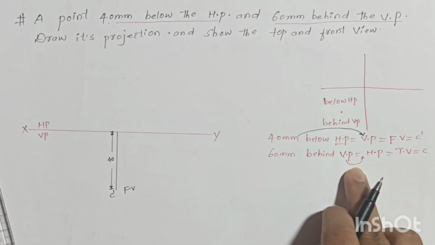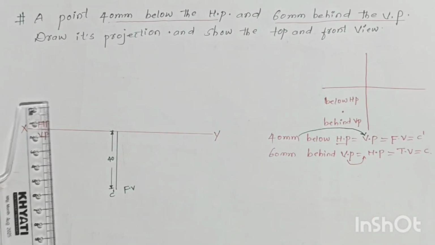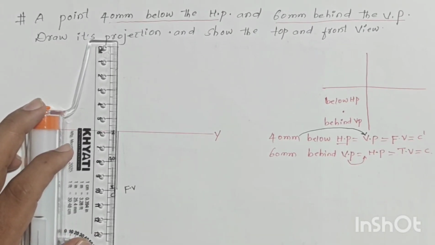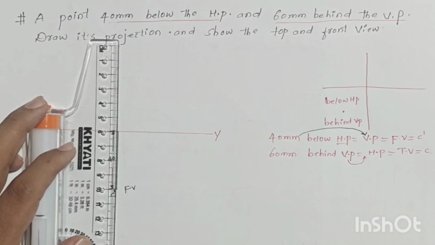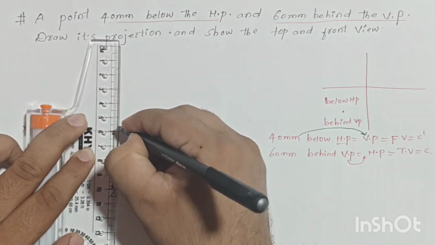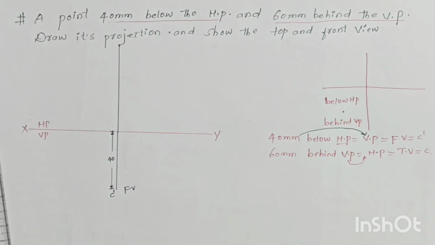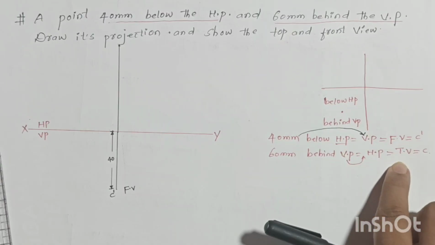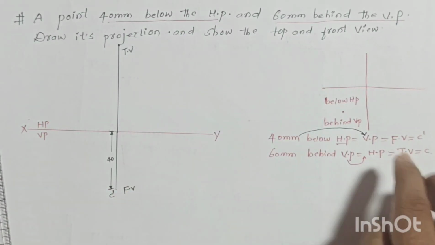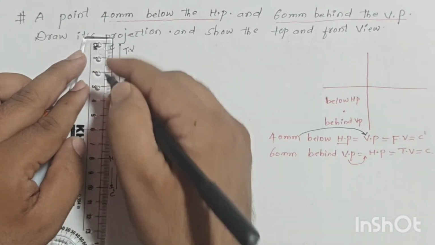60 mm behind the VP means they're resting on where here? On the HP. Where is the HP? Above the reference line. From this reference point, we need to measure a length of 60 millimeter. So this is what we can say, top view. HP is called top view. It represents as the point C. Clear? Then meanwhile show the dimensions over here.